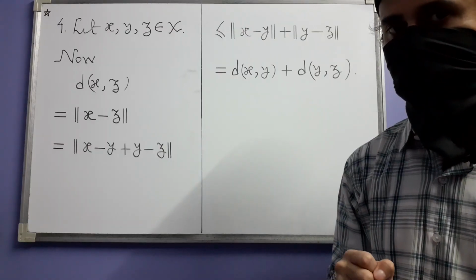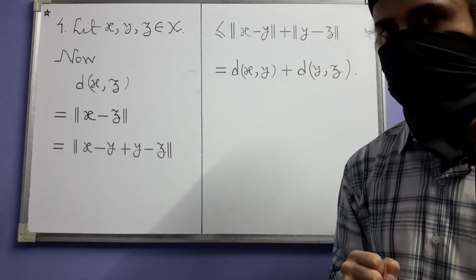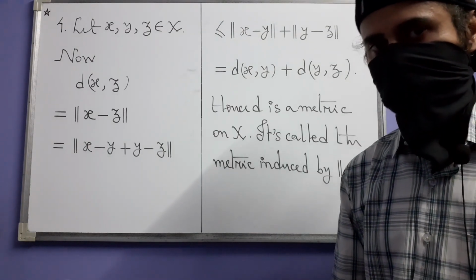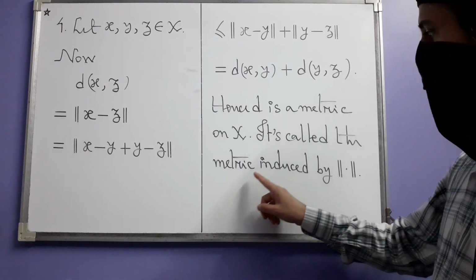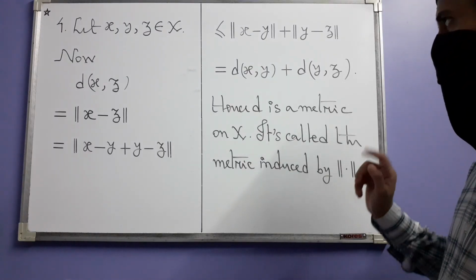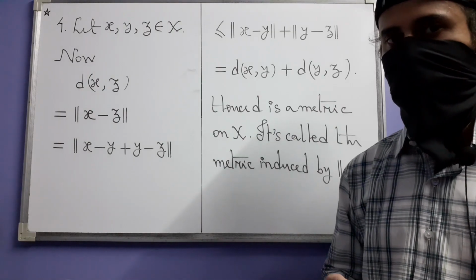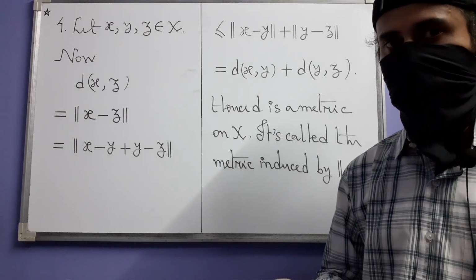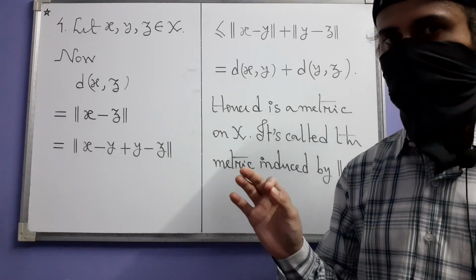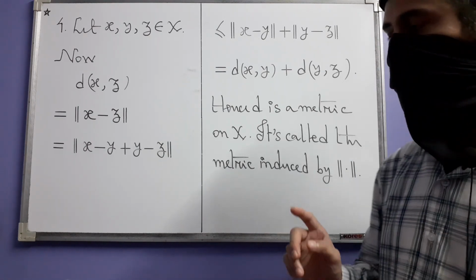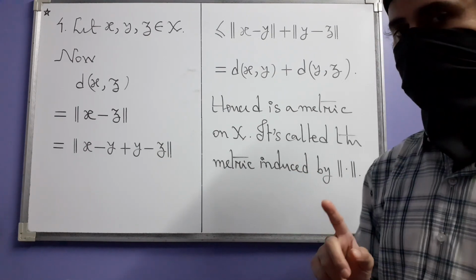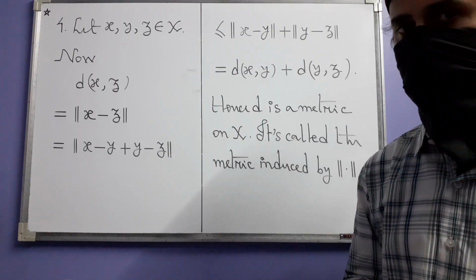What do they tell you about the function d? That d is a metric on X. It's called the metric induced by the norm function. So that means you now have a metric space. You started with a vector space X on which you have a function called norm. Using that norm, you defined a metric d on X.